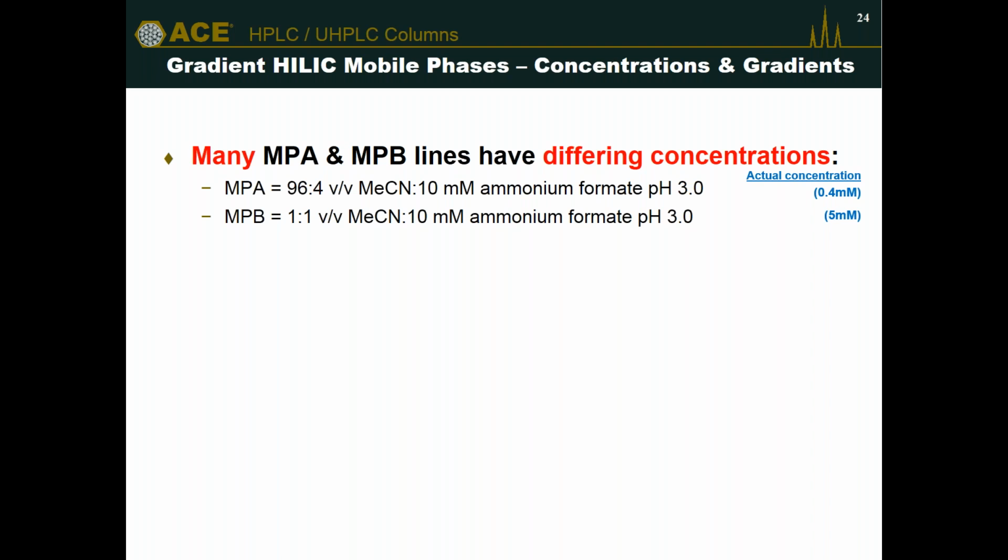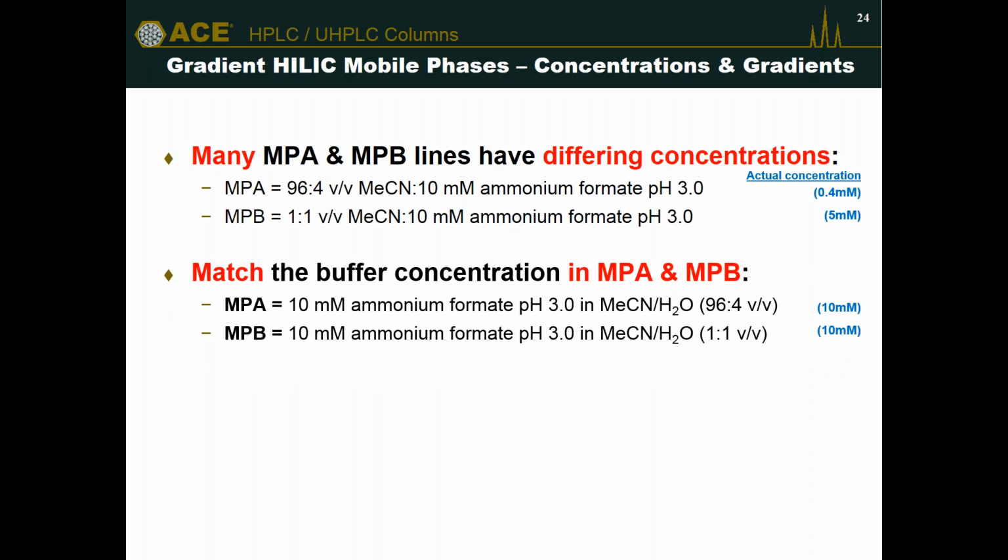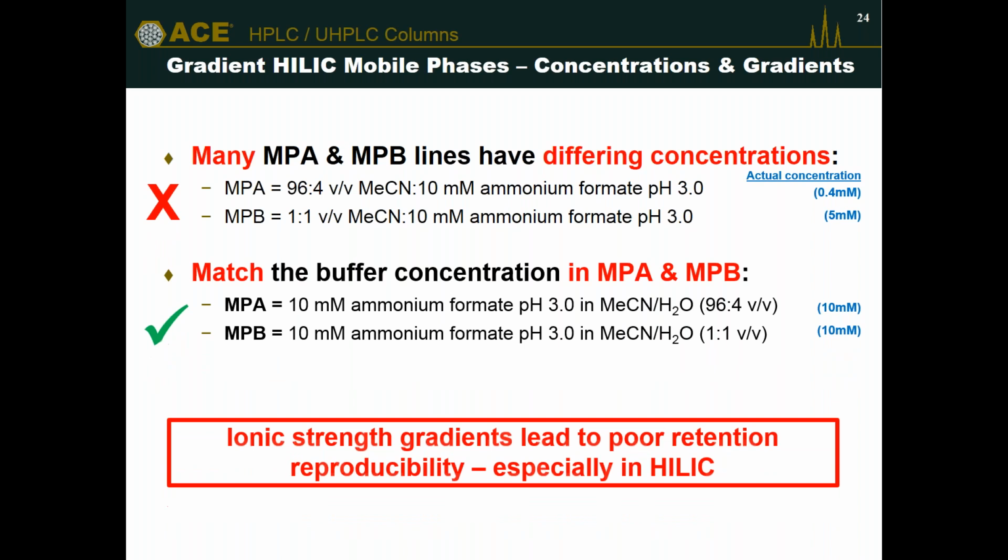Now this concentration difference can cause us real problems in our chromatography. So the best thing to do is to match your buffer concentration in mobile phase A and in mobile phase B. These ionic strength gradients give very poor retention reproducibility, especially in HILIC, because of the effect on the adsorbed water layer. But actually, even for reverse phase, it's good practice that you should match your concentration in mobile phase A and in mobile phase B.